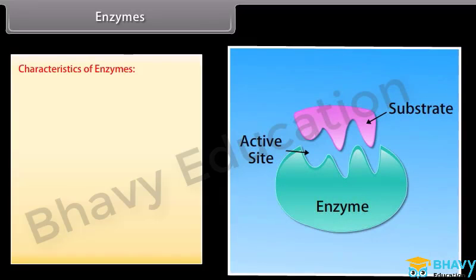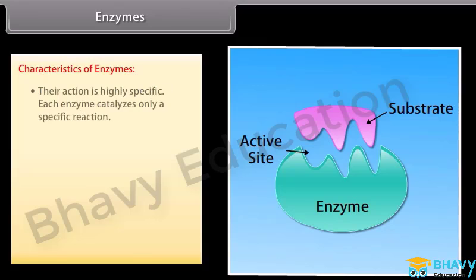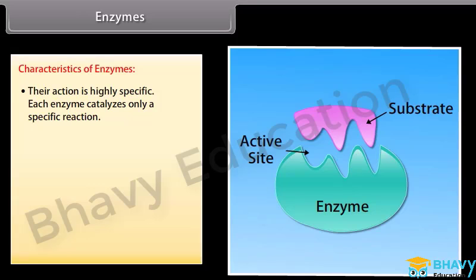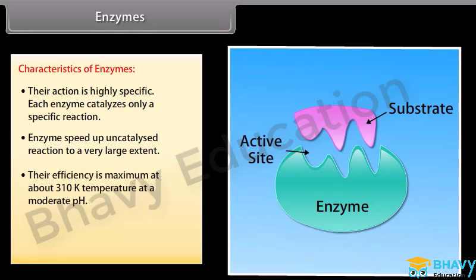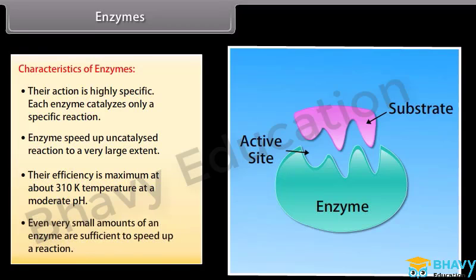Some common and important characteristics of enzymes are: their action is highly specific. Each enzyme catalyzes only a specific reaction. Enzymes speed up uncatalyzed reaction to a very large extent. Their efficiency is maximum at about 310 K temperature at a moderate pH. Even very small amounts of an enzyme are sufficient to speed up a reaction.